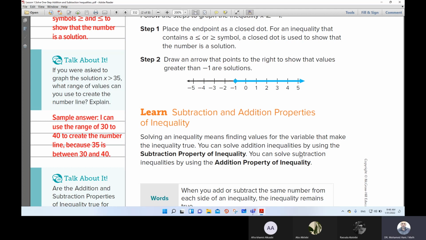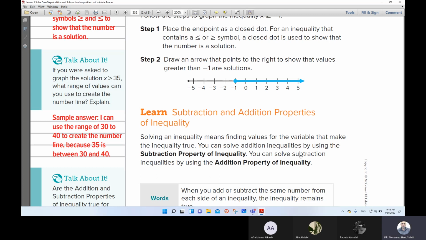Suppose we have z greater than or equal to 3. How to graph this inequality? Draw the number line, then represent 3 on the number line. This is 1, this is 2, this is 3. When you have equal in the sign, draw a solid circle or closed circle. This is the difference between the two cases. When you don't have equal, draw an open circle. When you have equal, draw a solid circle. So what is the direction? z greater than 3 means to the positive side.